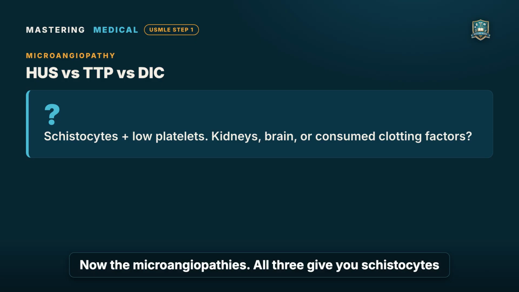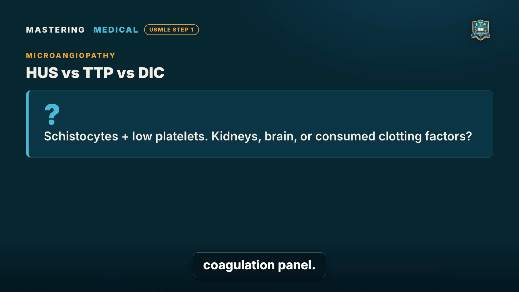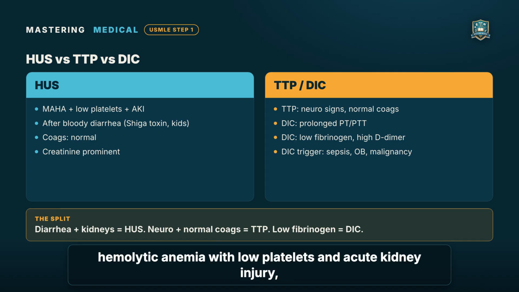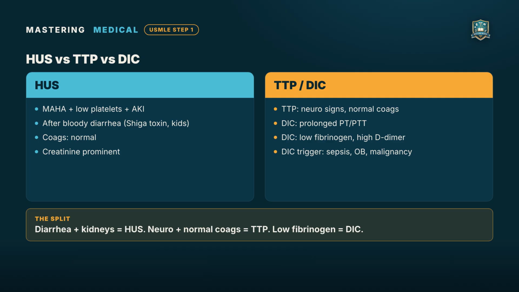Now the microangiopathies. All three give you schistocytes and low platelets. The difference is the organ hit and the coagulation panel. Hemolytic uremic syndrome, HUS, hits the kidneys. A microangiopathic hemolytic anemia with low platelets and acute kidney injury, classically in a child after bloody diarrhea from a Shiga toxin producing E. coli, and the coagulation studies are normal.